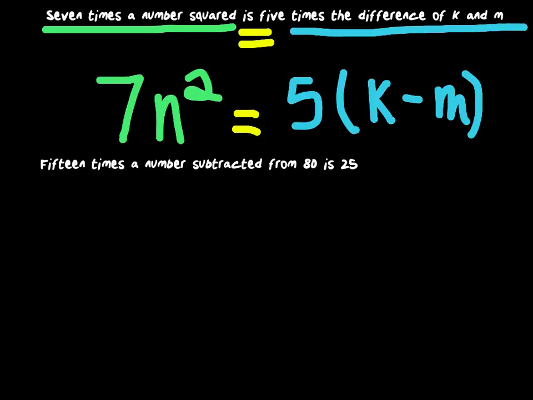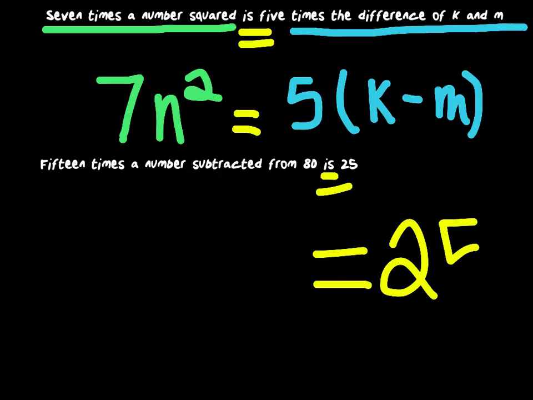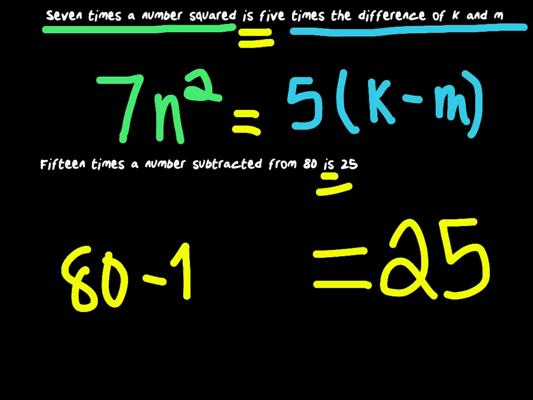Alright, so 15 times the number subtracted from 80 is 25. Our keyword right there is "is," so we know that our equal sign is going to equal 25. Then it says 15 times a number subtracted from 80, so we know that is 80 minus 15n. You can rewrite the verbal sentence so it's easier to translate, writing it as 80 minus 15 times the number is 25. And we made n our variable. So hopefully you got that right.